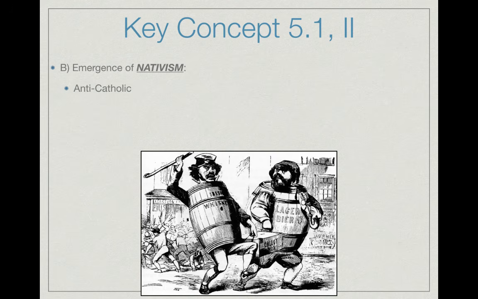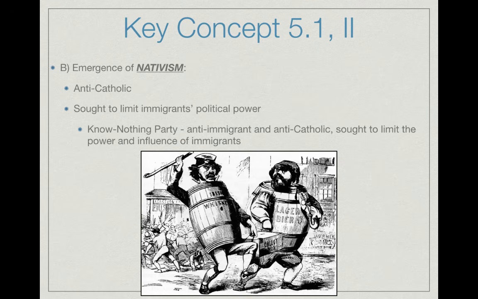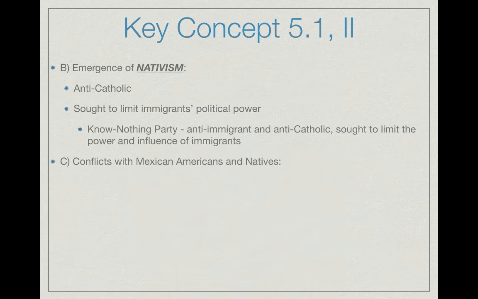A major argument that nativists used against groups like the Irish in particular was that the Irish were Catholic. So this nativism movement is heavily anti-Catholic, and they sought to limit immigrants' political power. I can't stress enough how important that is. They wanted to limit immigrants' political power. The Know Nothing Party emerged during this time. This was an anti-immigrant, anti-Catholic party, and they sought to limit the power and influence of immigrants. I can't state that enough. Please make sure you know that.